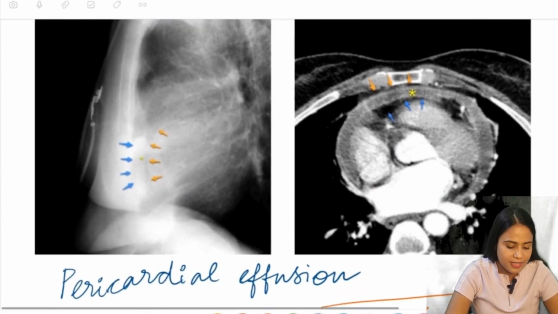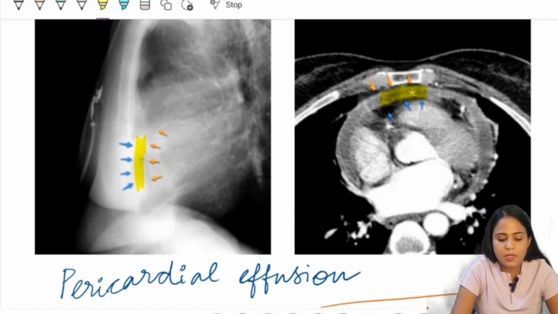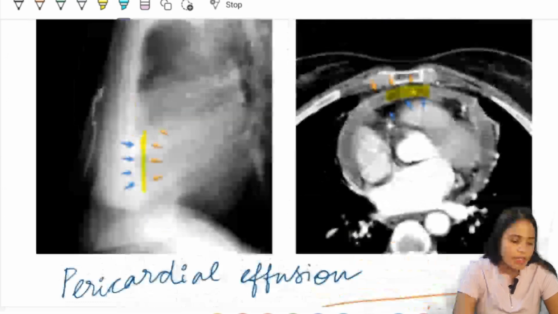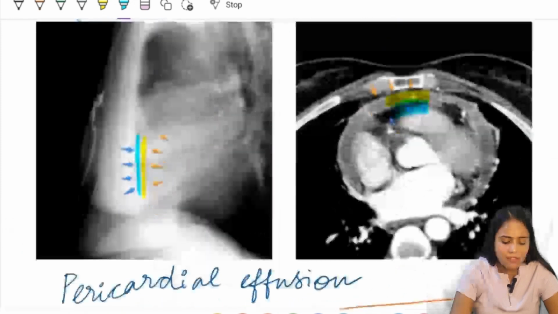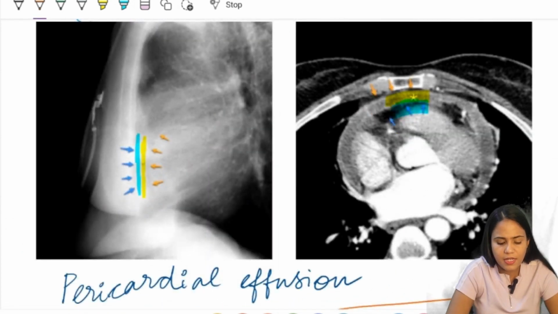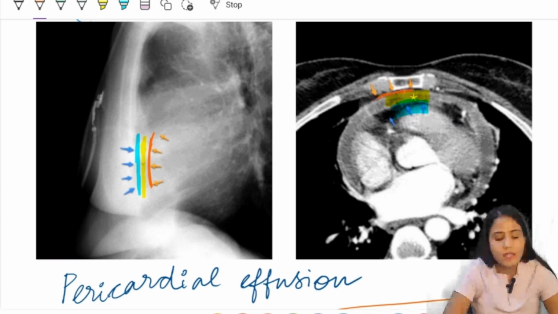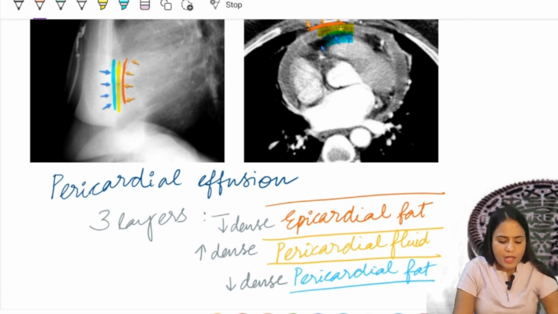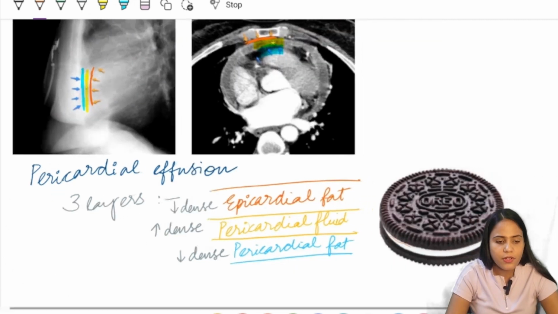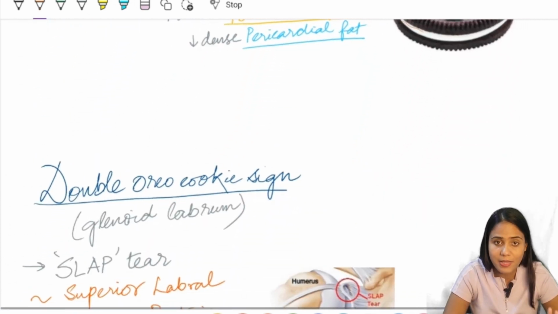So here in the lateral X-ray, in a pericardial effusion, we have three layers. Number one, here is the fluid. Similarly, here is the fluid, and this blue hypodense thing here is the pericardial fat. Similarly, this fat is the pericardial fat, and this fat is the epicardial fat. So we have three layers as we have seen. The middle, increased density pericardial fluid, just like the cream of the Oreo, and on either side we have one, the epicardial fat, and two, the pericardial fat, the two biscuits.